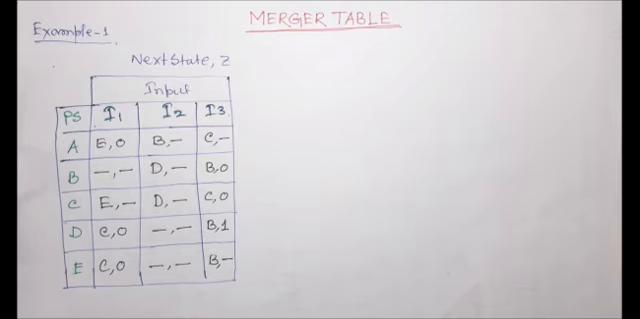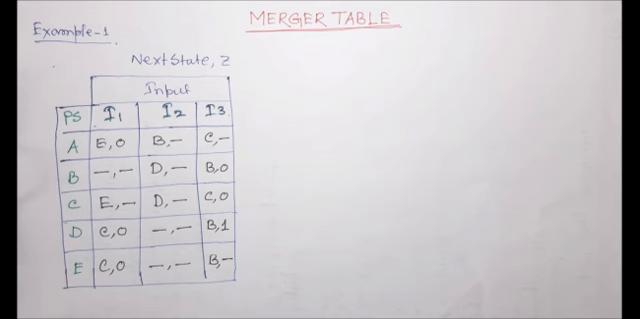In the next lecture I will discuss the compatibility graph. Right now I am discussing the merger table. So whenever you are going to reduce the incompletely specified machine, you go for a merger graph, or either you go for a merger table. So in this lecture we basically concentrate on the merger table, how to draw the merger table.